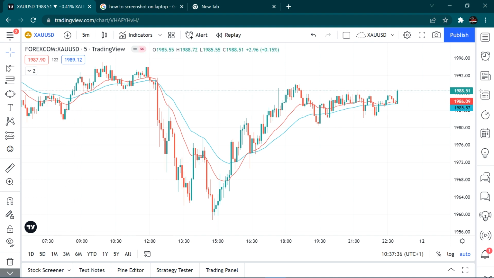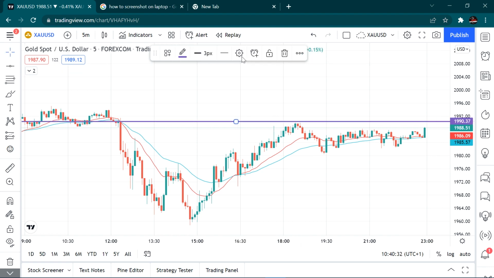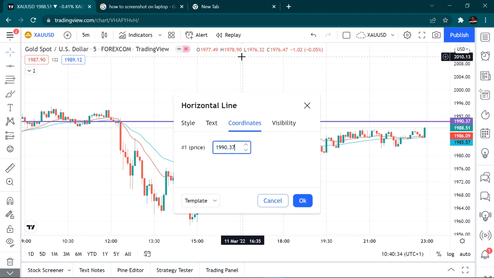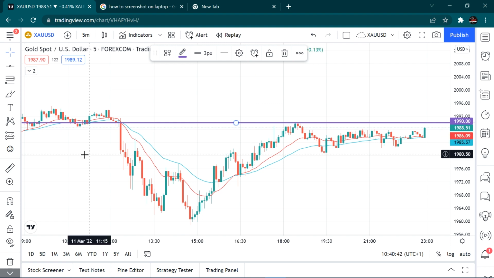So let's plot the first psychology level. Reading the current market position, you see the market now is at 1988. So the whole number is 1990.00. So now from one psychology level to another is 50 pips on gold. It's 50 pips. So let's plot the second number.